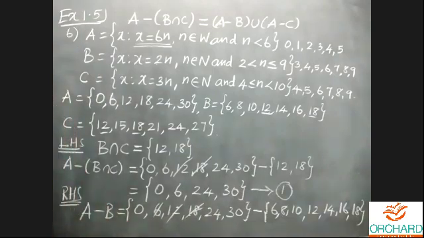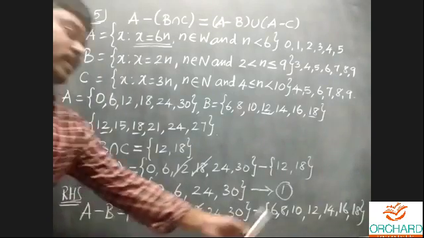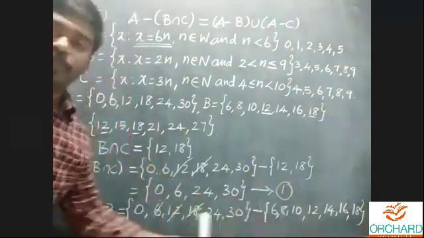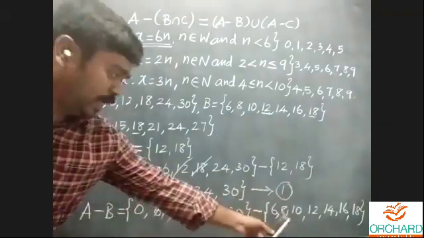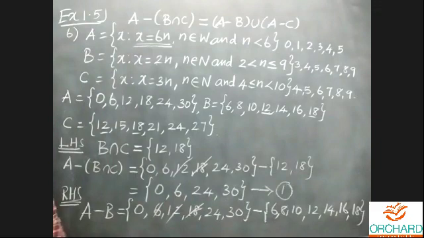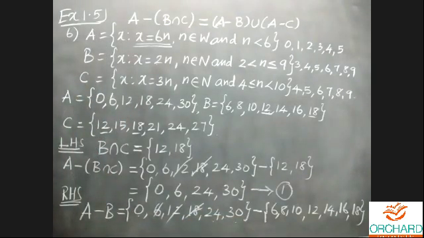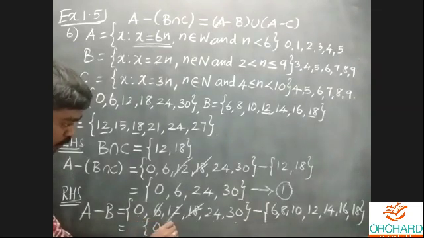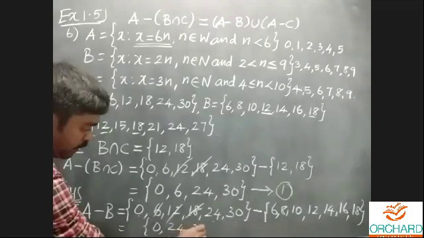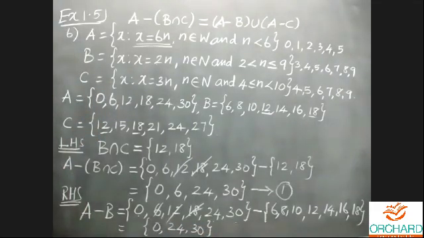What does A difference B mean? To remove the elements of set B from set A and write down the remaining elements in the first set, that is A. What are the remaining elements? 0, 24, 30. I'll write it here, since it is visible to all: 0, 24, 30. This is A difference B.